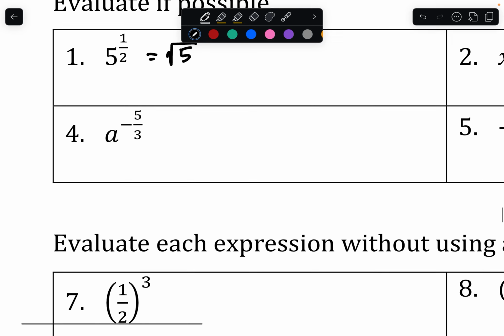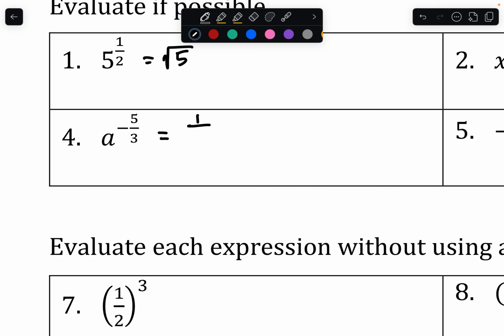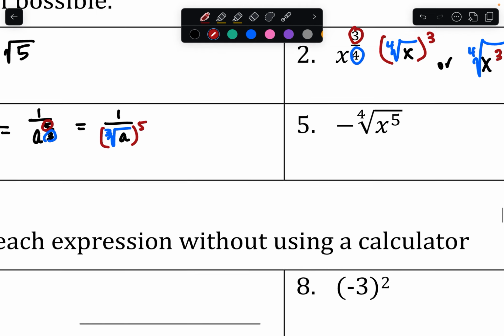Okay, same thing here. I have a negative exponent, so that a to the positive 5/3 should be in the denominator. And then now 5 is the power, 3 is the root. So that means I'm dealing with the cube root of a raised to the 5th power. 3 is the root, 5 is the power.